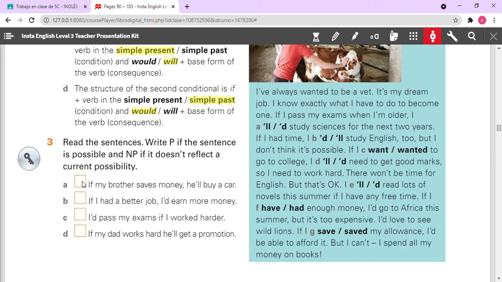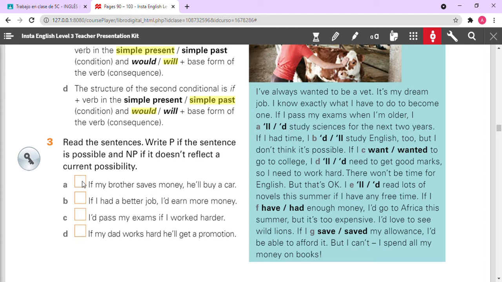If I had a better job, I would earn more money. Not possible. Yeah. If I had a better job, but I don't have. Okay. C. I would pass the exams or I'd pass the exam if I work harder. Okay, MP. Perfect. My dad works hard. If my dad works hard, he'll get a promotion. Oh, that's very easy.